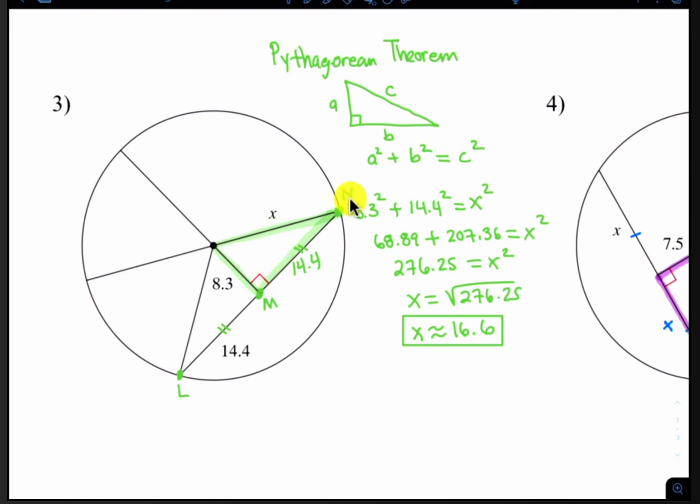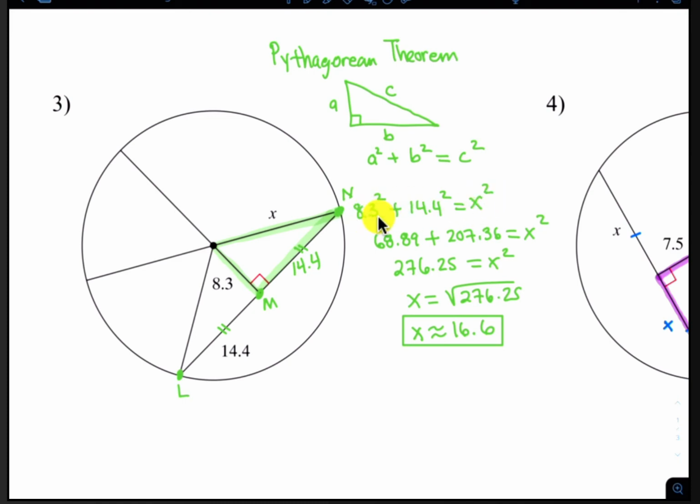Because this is a right triangle, we can use the Pythagorean theorem, which says that side length A squared plus side length B squared is equal to the hypotenuse C squared. A squared plus B squared equals C squared. Side A would be the 8.3. Side B would be 14.4, and the hypotenuse C would be the X. So replacing those numbers into this formula would be 8.3 squared plus 14.4 squared equals X squared.